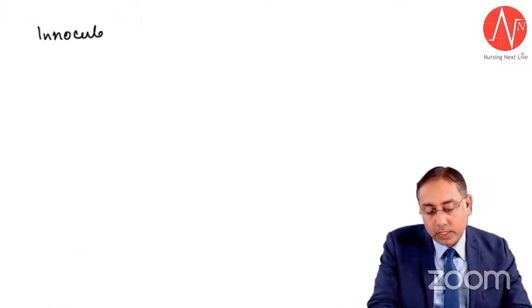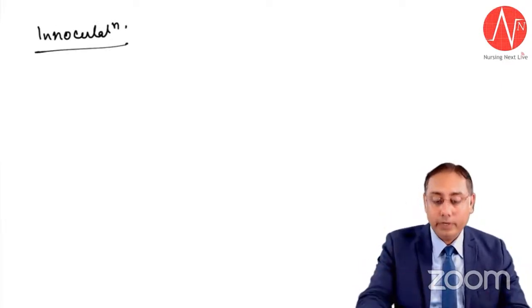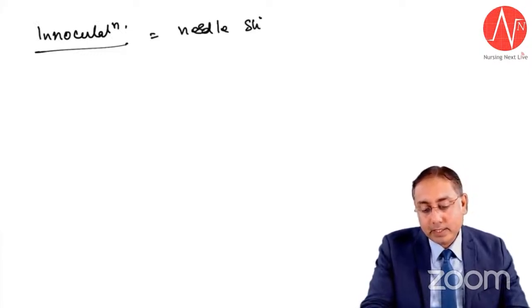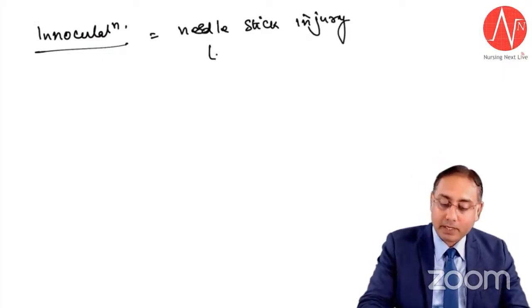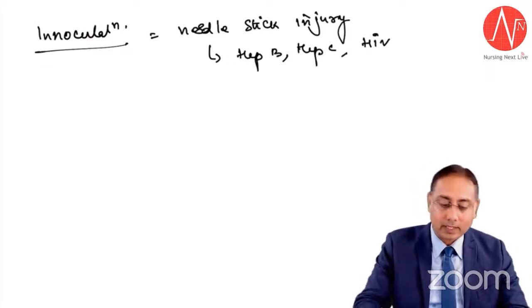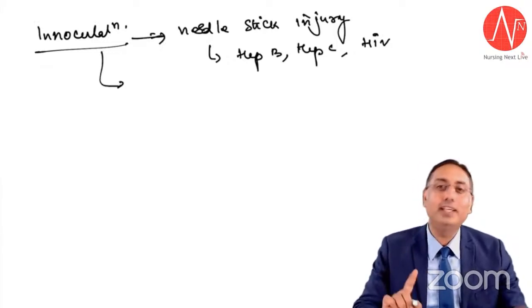So some infection directly goes inside the body. How will you inoculate? Example is needle stick injury. These are classified as inoculation injuries, needle stick injuries, which may transmit, I think many of you already know, hepatitis B, it could be hepatitis C, it could be HIV, it could be any other infection as well.